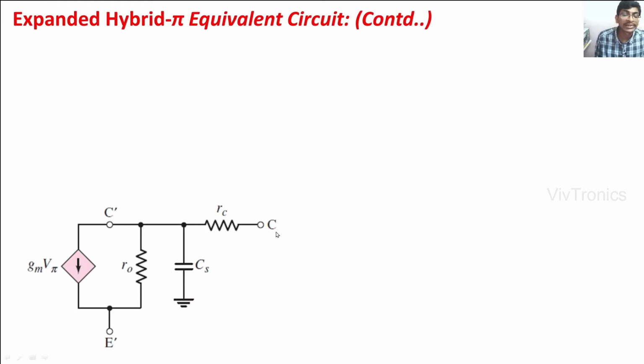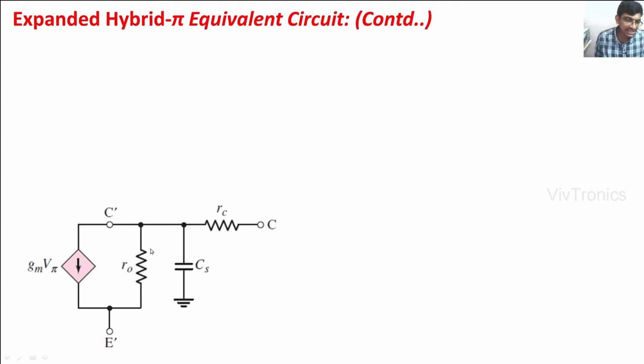Next we are going to see the second part of our hybrid pi equivalent circuit, which is between the collector terminal and the emitter terminal. Here C is the external collector terminal, C' is the internal collector terminal, and E' is the internal emitter terminal. We already know there is a dependent current source g_m V_pi between the collector and emitter. This source is connected between the internal collector and internal emitter terminals.